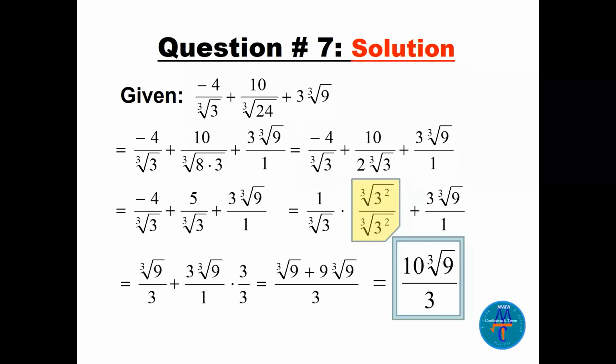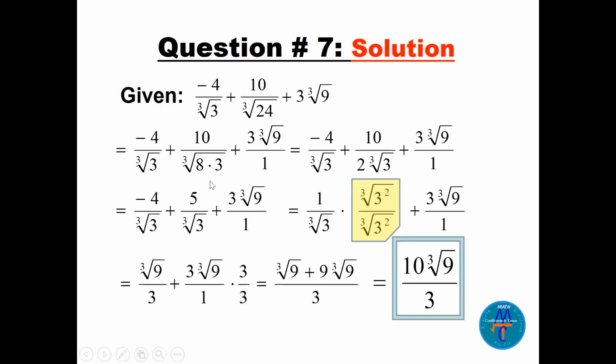Let's see now the solution of question number 7. The final answer you should get is 10 cube root of 9 divided by 3. I hope that many of you get the correct answer. Let's go in details, please. This is the question, this is the given here. Minus 4, cube root of 3, I leave it. 10, I leave it. Cube root of 24.